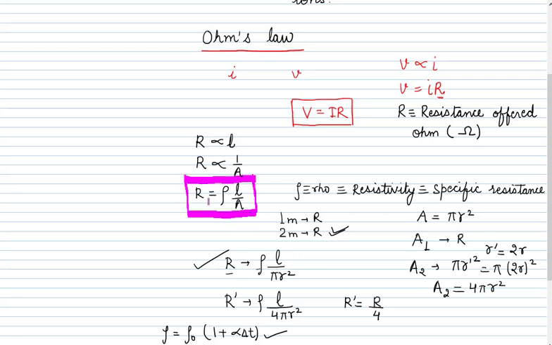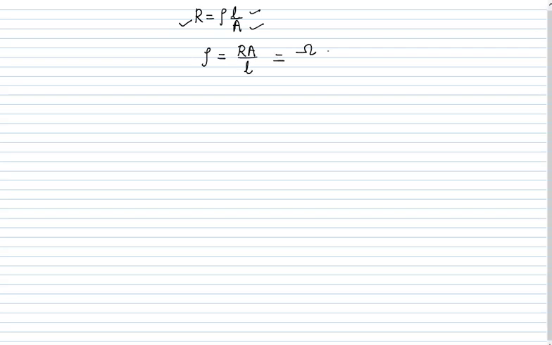R is equal to rho L over A, or rho is equal to RA upon L. Now we know that the unit of resistance is ohm. Then if you want to calculate the unit of specific resistance or resistivity, you can do it very easily. How? Since R is equal to rho L upon A, we know the unit of this and this. Resistance is in ohm, length is in meter, area is in meter square. So if we calculate, rho comes out to be RA upon L.